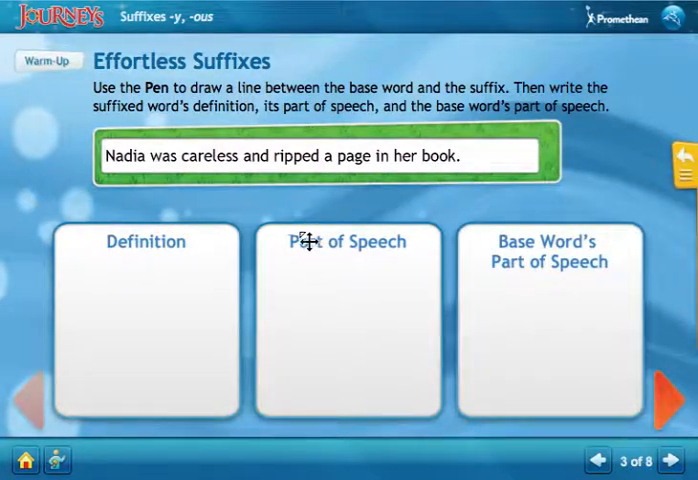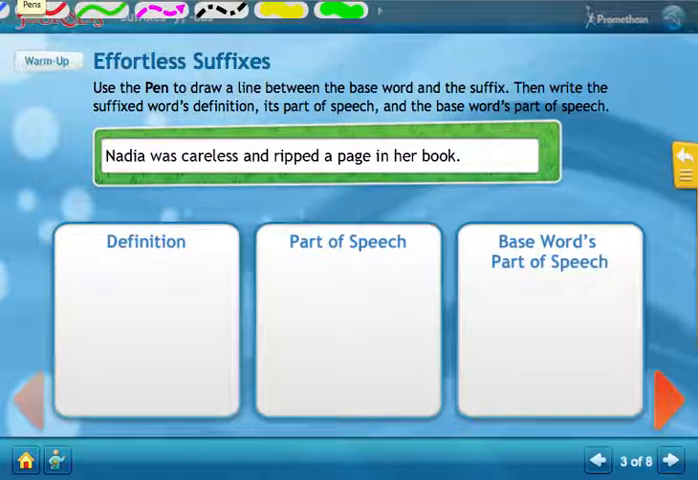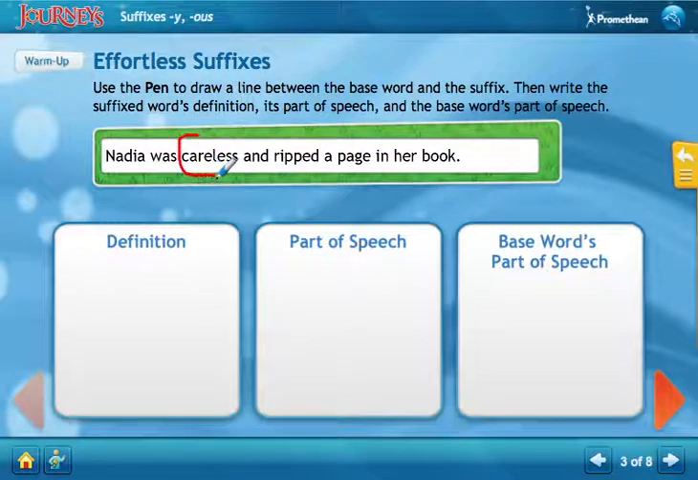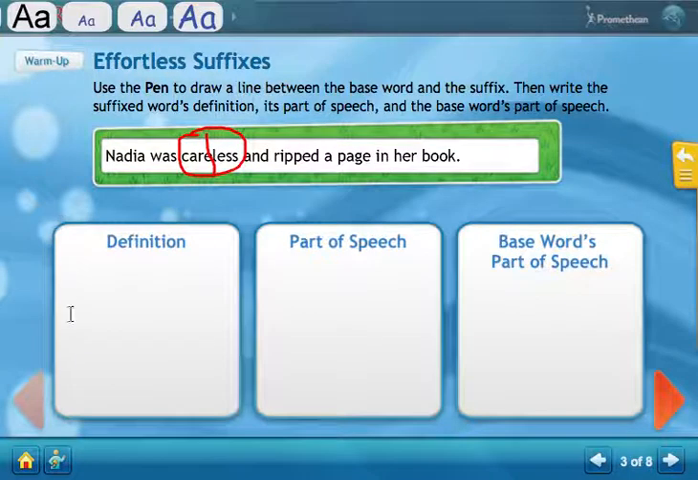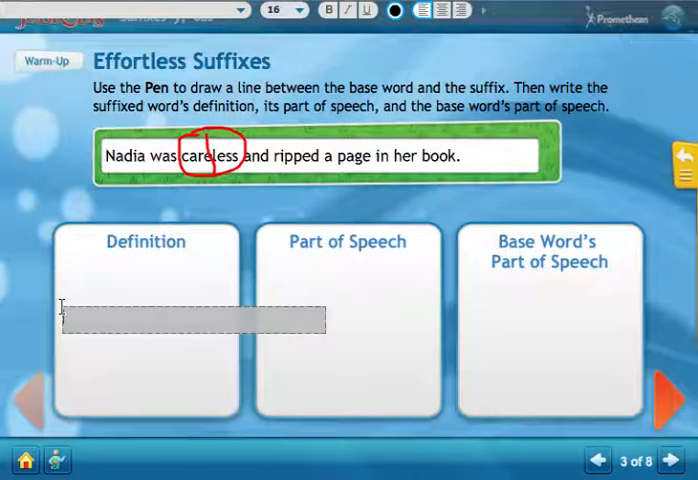This is a review on this page. Nadia was careless and ripped a page in her book. The word we're looking for that has the suffix less on the end is careless. Care is the base word and less is the suffix. What's the definition of careless? Remember that less makes the word mean without something. So in this case, careless means without care.